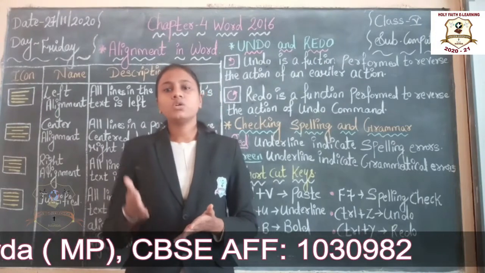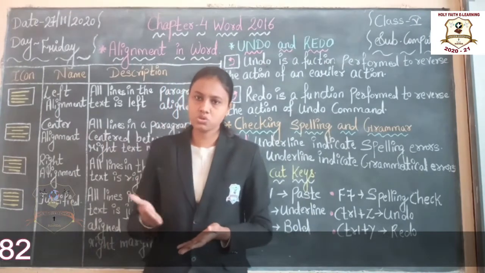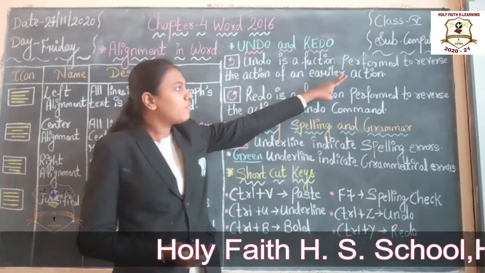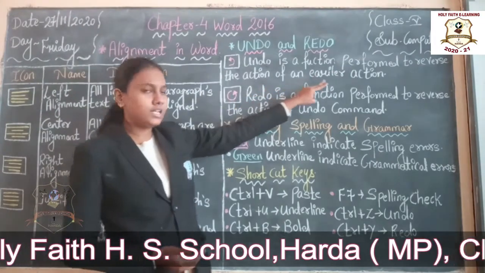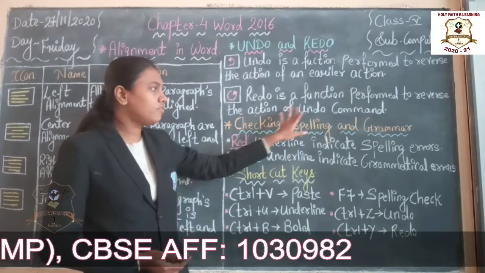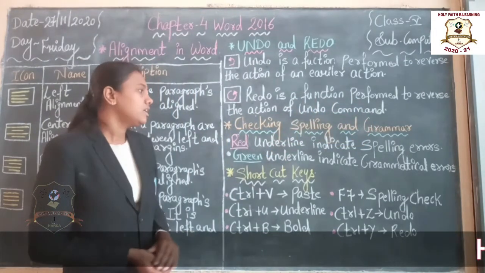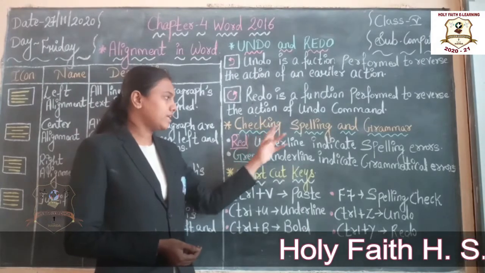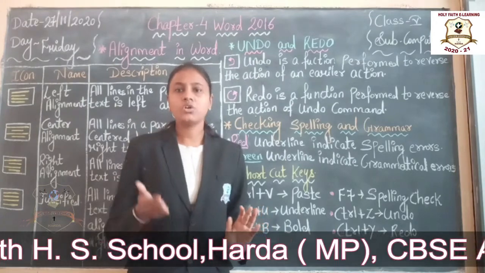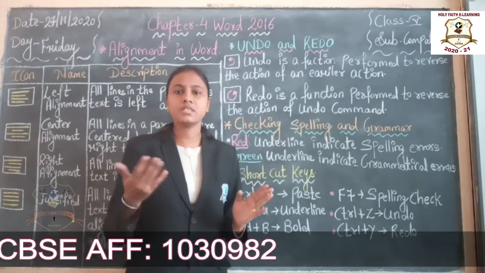So undo is used to reverse the last action and redo is used to reverse the undo. Undo is a function performed to reverse the action of an earlier action and redo is a function performed to reverse the action of the undo command. Clear, all of you? Yes. Now next we will see about checking spelling and grammar. Word 2016 automatically checks your spelling and grammar when you type some text.